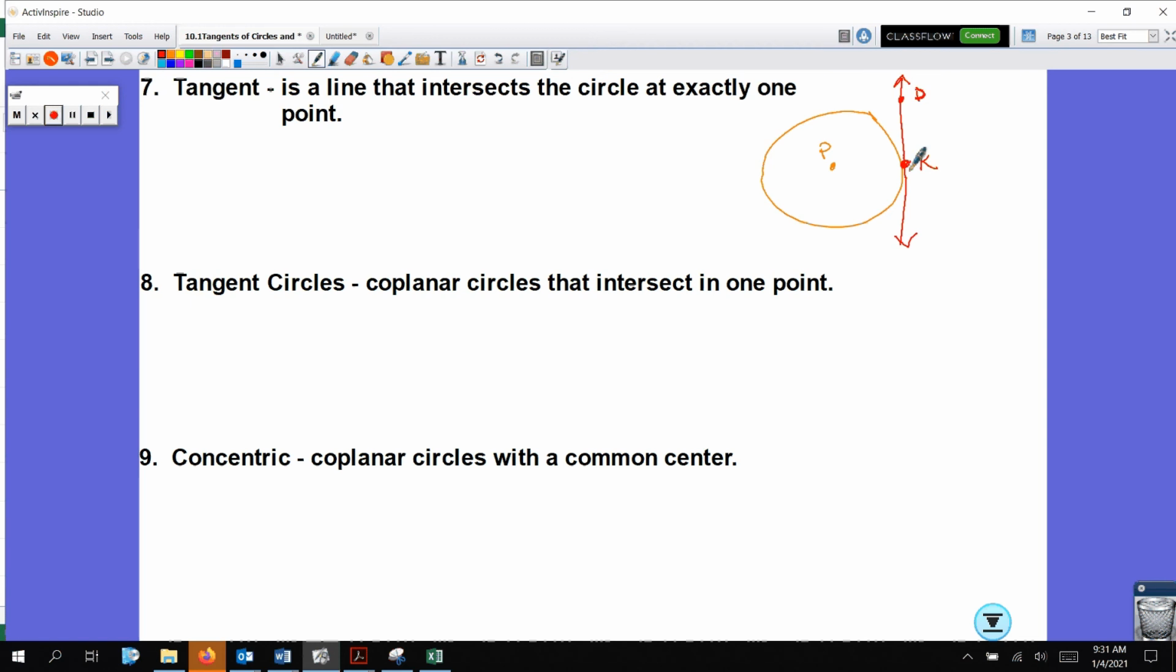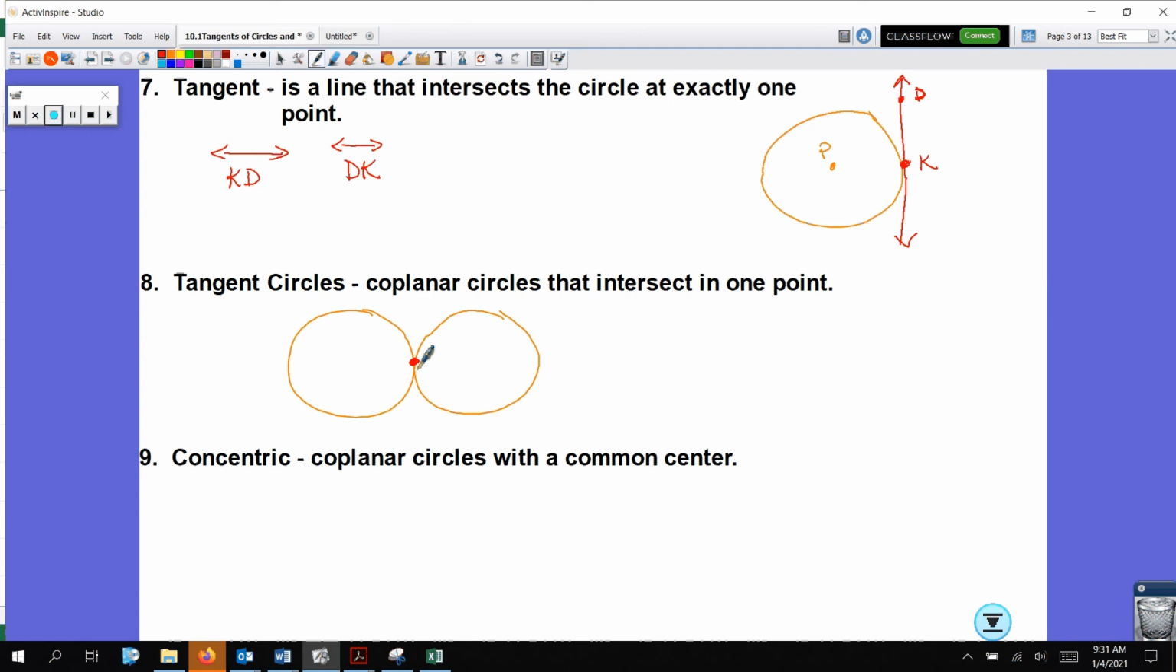How I name a tangent, because it's a line, it has to have arrows on both sides, I can say KD, or I can say DK. But the line does not go into the circle. Tangent circles, coplanar circles that intersect at one point. If you think about two circles, right here they intersect at one point. Those are tangent circles.